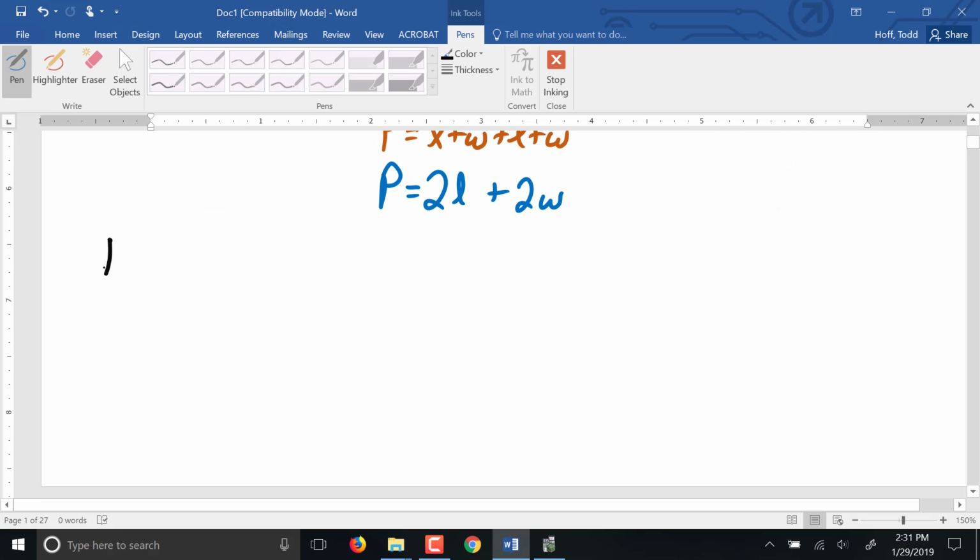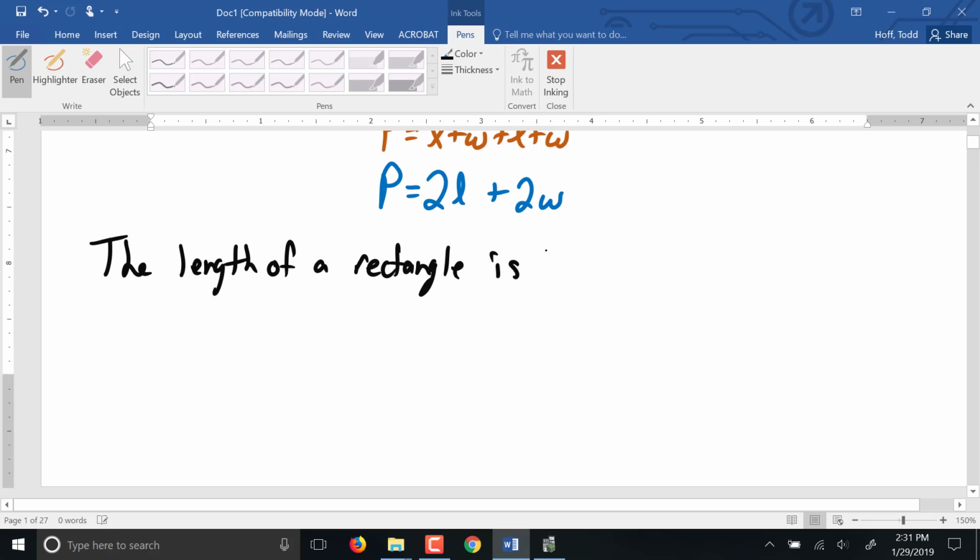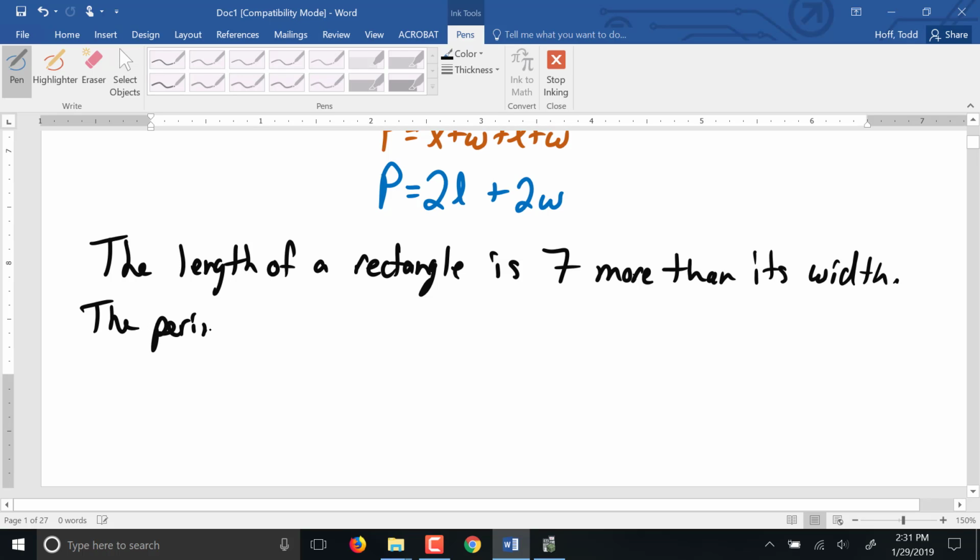So we might have a word problem like: the length of a rectangle is 7 more than its width. The perimeter is 134 inches. Find the length and width.